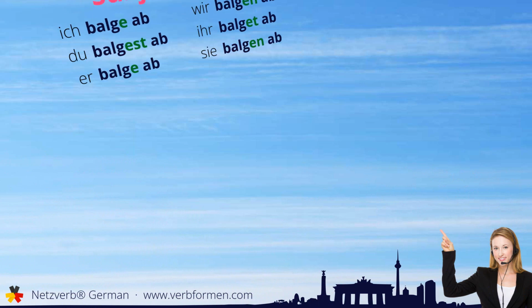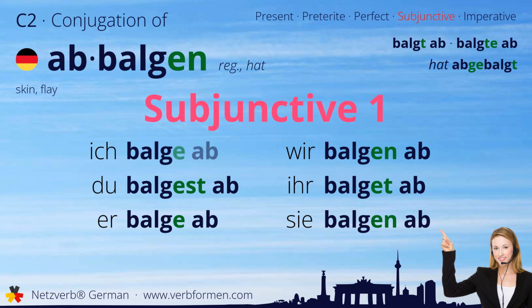Next up is the subjunctive one. Ich balge ab. Du balgest ab. Er balge ab. Wir balgen ab. Ihr balget ab. Sie balgen ab.